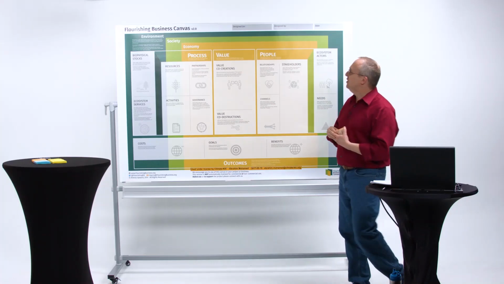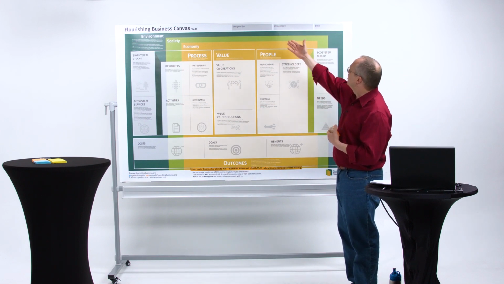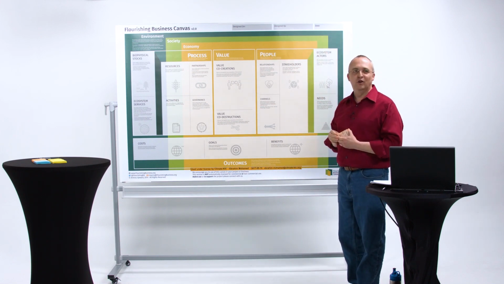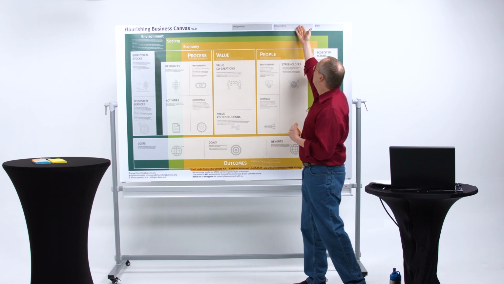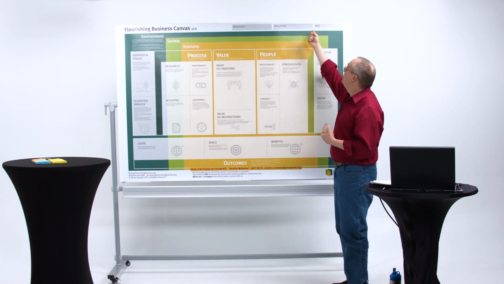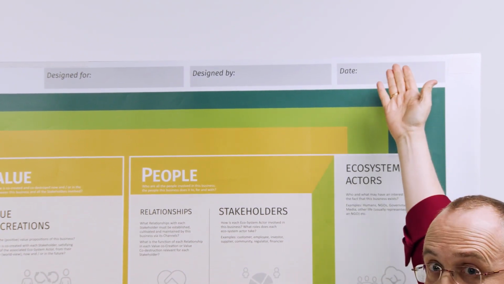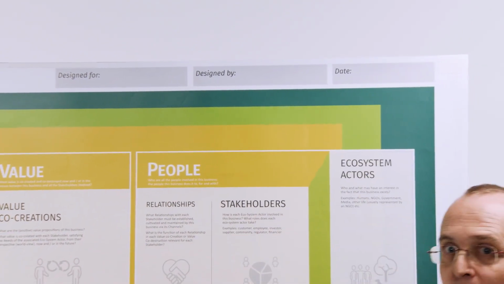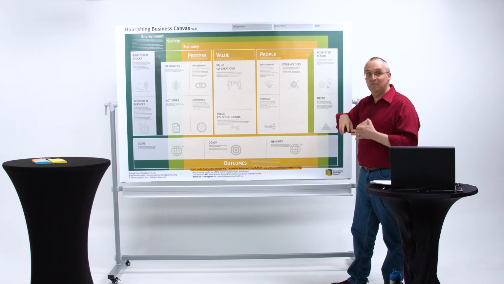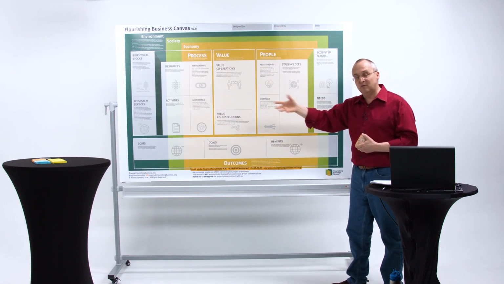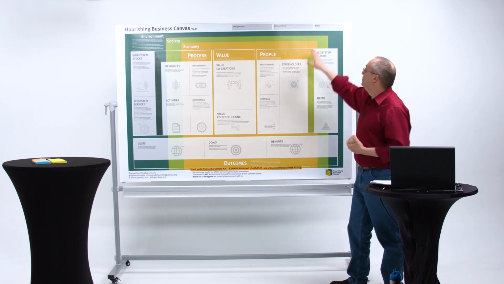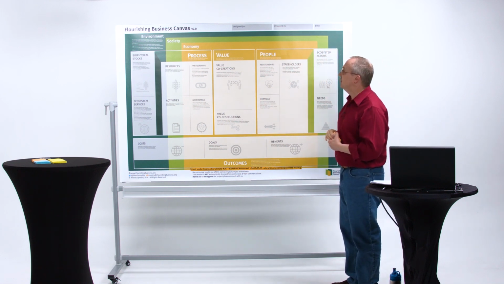The first thing that we'd like you to notice is that at the top, we have 3 boxes where you can record the name of your business, the people that are doing the work to design the business, and the date you are describing. This is not today's date, this is the date that you are about to describe on this canvas. Maybe it is today, maybe it's 6 months from now, maybe it's a year from now, maybe it's 10 years from now.